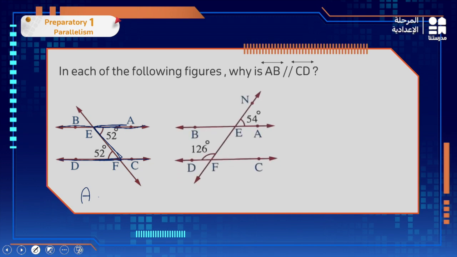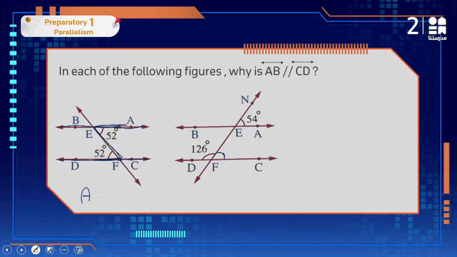Okay, the second one. Here we have 54 for E and 126 for F. Okay, we have to get one of the three: the same alternate angles in measure, or the same measure for corresponding angles, or supplementary angles for interior angles. The sum is 180. Okay, if this one is 126, so the other angle is 180 minus 126. Why? Who can tell me why? Because they are making a straight angle. They are supplementary angles. So when we subtract them, we will get 54. So this angle is 54 degrees.